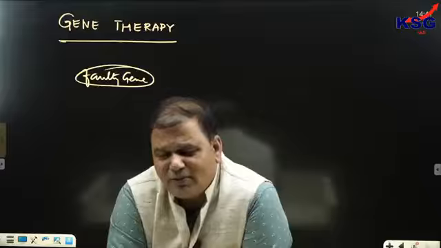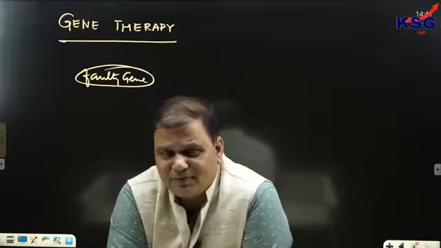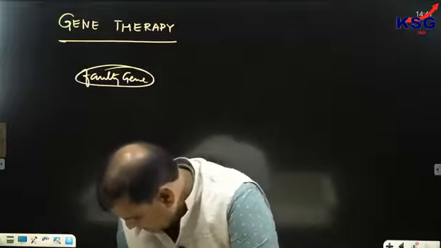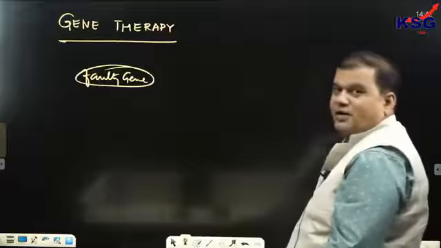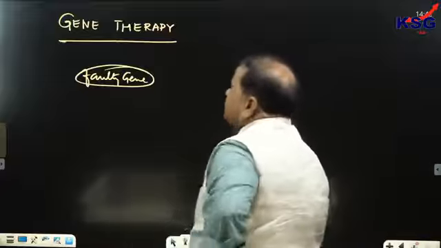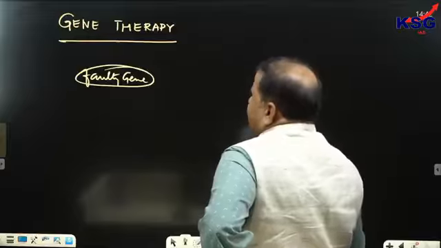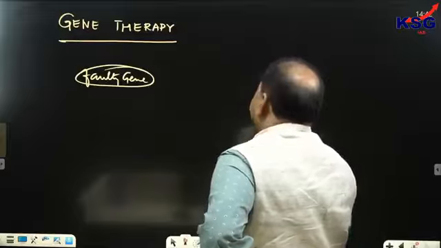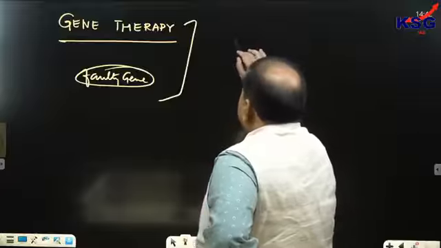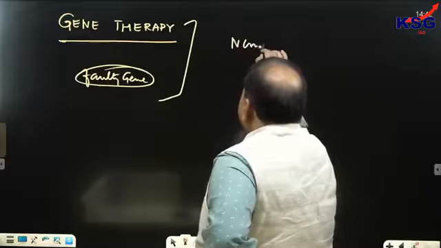Now, when you have developed the normal version of the gene, you now have to transfer this gene to the cell. Then only the disorder in the cell would be resolved. So you develop the normal version of the gene by cloning, and then suppose you have developed the normal version.